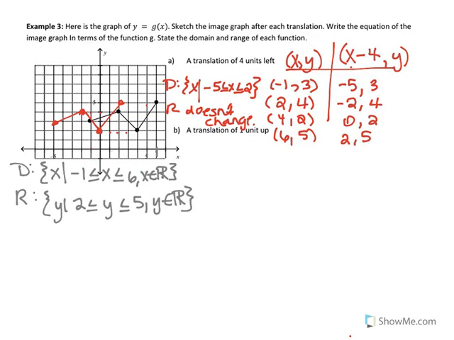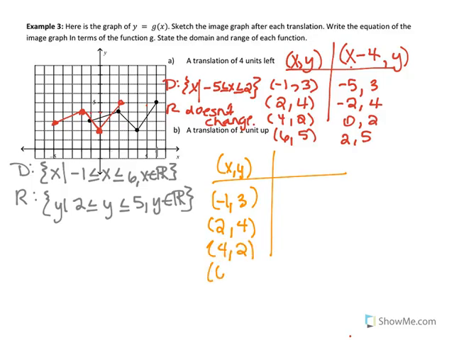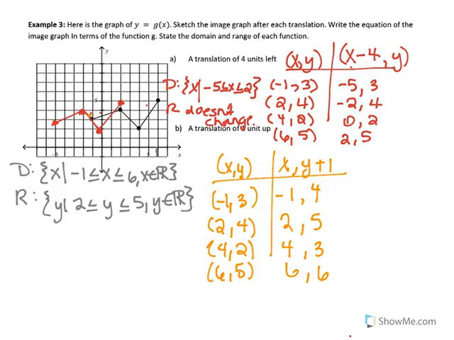Okay, now let's do the next one, 1 unit up. So we already know our x and our y's from the last question: negative 1, 3, 2, 4, 4, 2, and 6 and 5. In this question, the x isn't going to change, the y is going to increase by 1. So the x's are all going to stay the same, the y's are all going to get 1 bigger. There we go. And again, to plot it, we can just count. It's pretty straightforward. You're just going to plot it one above.